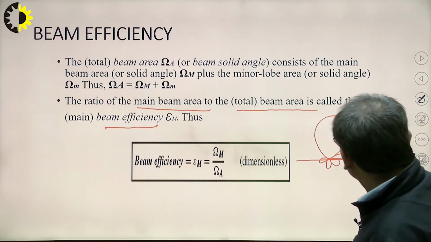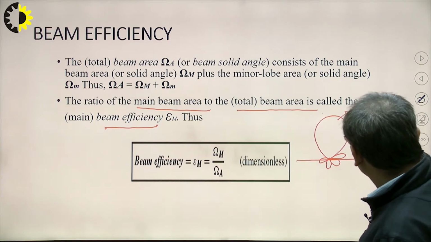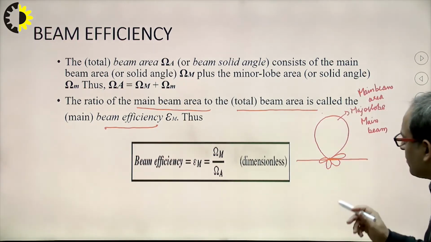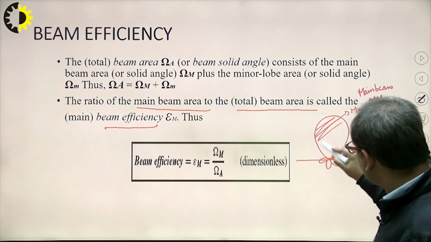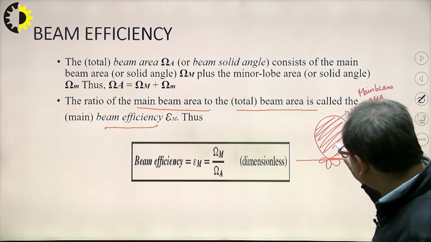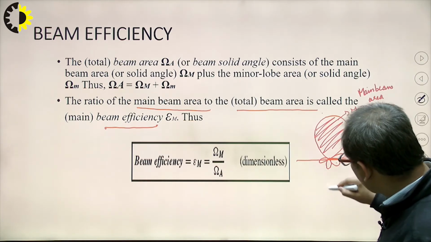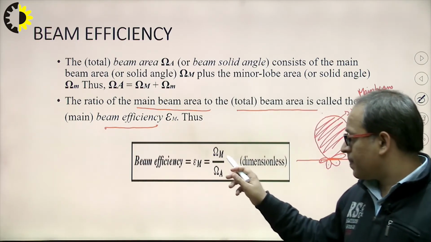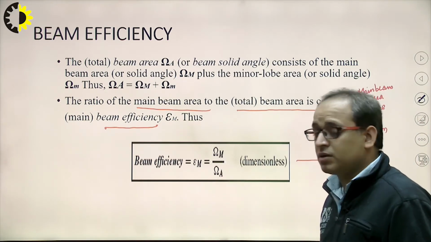The area covered by the main beam is the main beam area. So the beam efficiency is the ratio of the major beam area divided by the total, the sum of this beam area plus this one and this one. Clear? That is the beam efficiency, equal to the ratio of the major beam area divided by the total beam area.